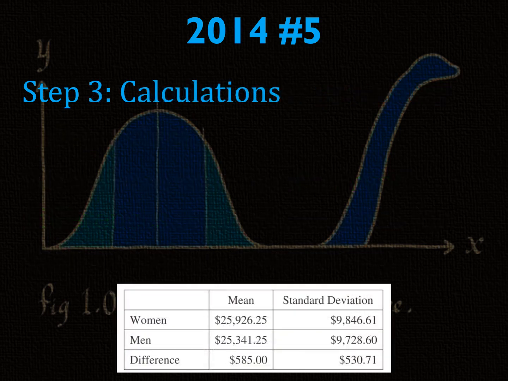Let's move to the calculations. So we are going to use this. We are not going to use the men and the women's mean and standard deviations. If you did a 2-sample procedure, you would have used those. You would have also been wrong.